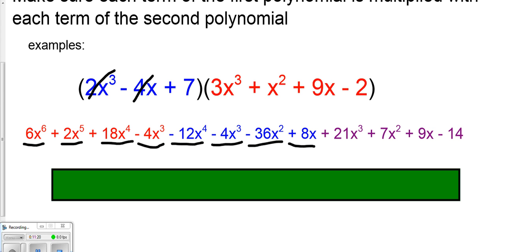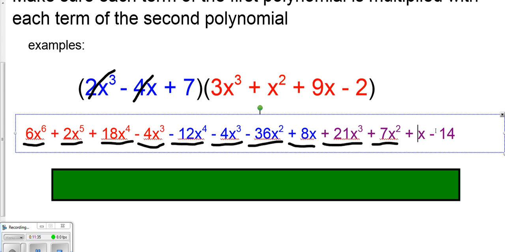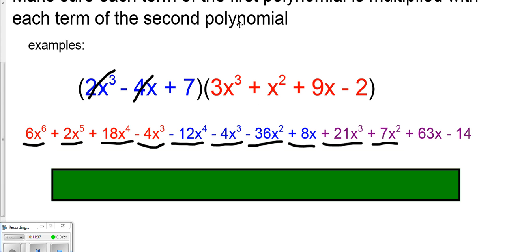Lastly, we go on to that 7. 7 times 3x cubed is 21x cubed. 7 times x squared is 7x squared. 7 times 9x, oops, typo here, this one should be 63x. So that one is done. And 7 times negative 2 is negative 14. Okay, now we have to go through, I bet that typo threw me off in here, that's alright.